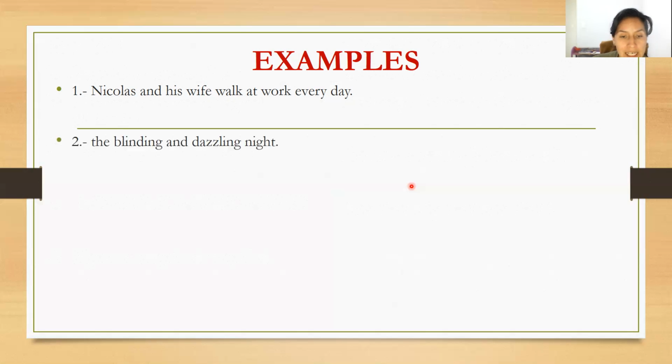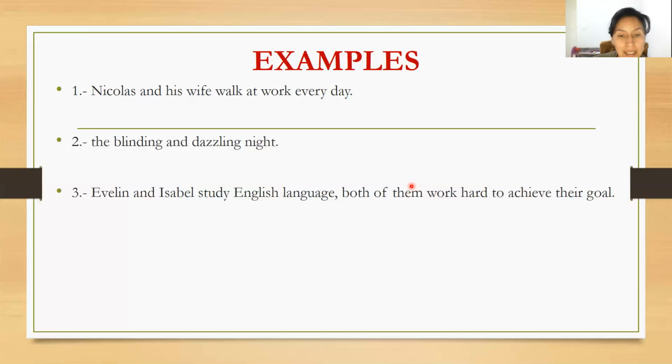Second, the blinding and dazzling night. In that case, the adjective phrase blinding is coordinated with the adjective phrase dazzling. Next, Evelyn and Isabel studied English language. Both of them work hard to achieve their goals. In the second clause, I coordinated the first noun phrase Evelyn and Isabel with the conjunction both of them, because coordination results from the use of the correlative conjunction, like in that case.